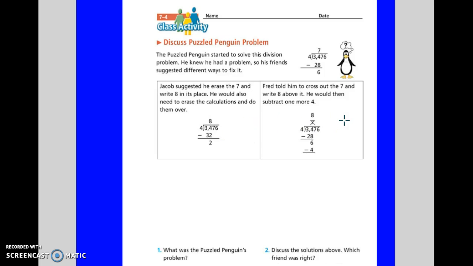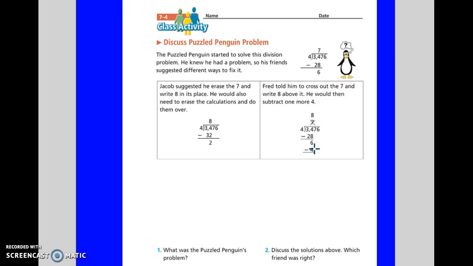Now let's look at this one. Fred told him to cross out the 7 and write 8 above it. He would then subtract 1 more 4. All right. So we already talked about that we knew it needed to be 8 because we knew that I could put 1 more set of 4 into that 34, right? 4 times 7 is 28, but again, I got that 6, and I can still fit a 4 in there. I can fit 1 more 4 into that number. So instead of it being 7, it is 8. But when I multiply it then, I end up with a total of 32, and I don't quite understand why I have to subtract this 4.